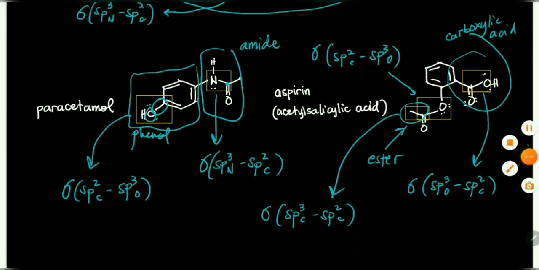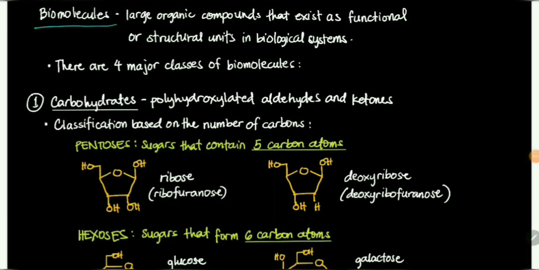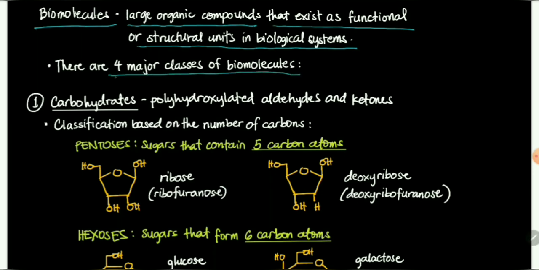Okay, so now let's proceed to the biomolecules. So biomolecules are large organic compounds that exist as functional or structural units in biological systems. So meron silang mga recurring patterns of structure na makikita natin sa mga biological systems and processes. Like for example, makikita natin yung mga amino acids sa enzymes, yung mga lipids sa mga hormones, and yung carbohydrates sa mga cell walls ng plants. Okay? Tapos yung nucleic acids, of course, makikita natin sila sa mga DNA or RNA na part ng ating genetic code. Okay? So there are four major classes of biomolecules.